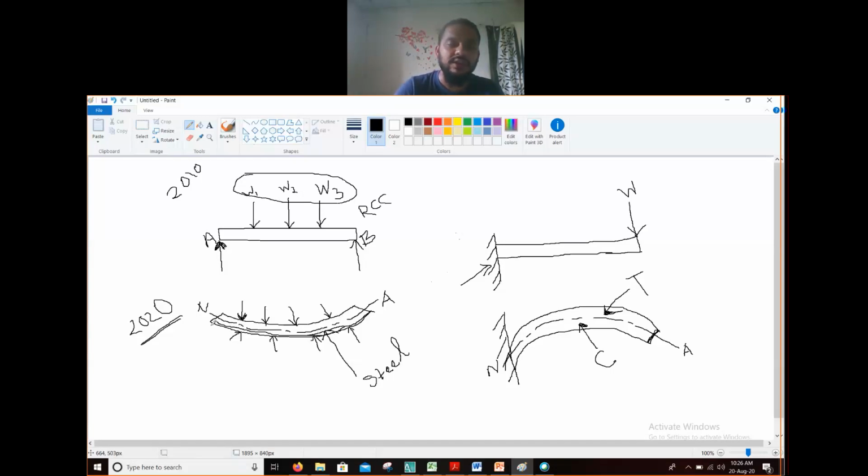Okay, so now in 2030, after another 10 years, what you will see is that your beam has been deflected more, like this. Your beam will bend more. Now what you have understood is that with the increase in the duration of time, in this figure it has been 10 years, in this figure it has been 20 years.